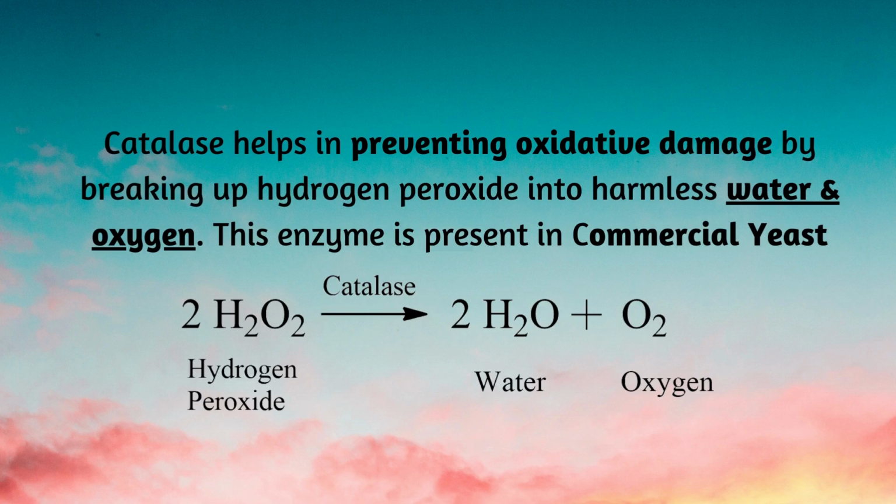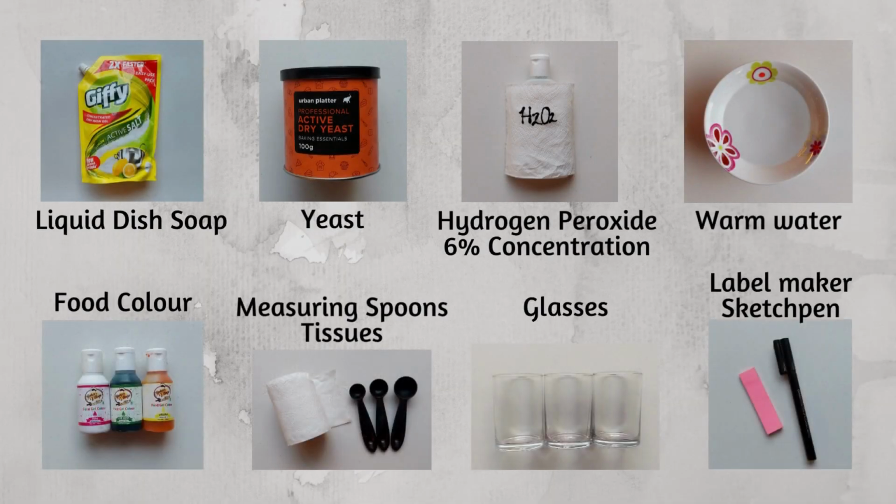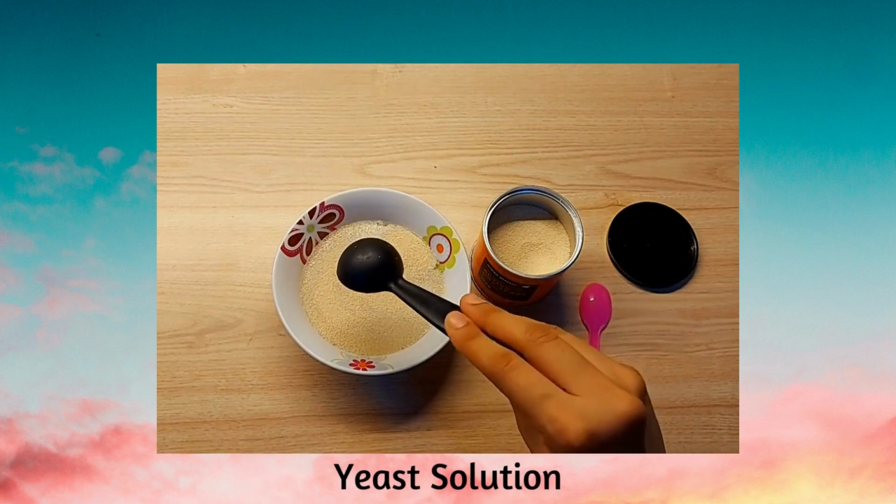This enzyme is present in commercial yeast. Today's experiment shall explain how this enzyme activity takes place and what makes the activity possible. The materials that we will be requiring for today's experiment are liquid dish soap, a tablespoon of dry yeast, hydrogen peroxide at 6% concentration, glasses, teaspoon, tablespoon, warm water around half cup, label makers, pen, tissue roll and some food coloring. We begin our experiment by preparing our yeast solution.